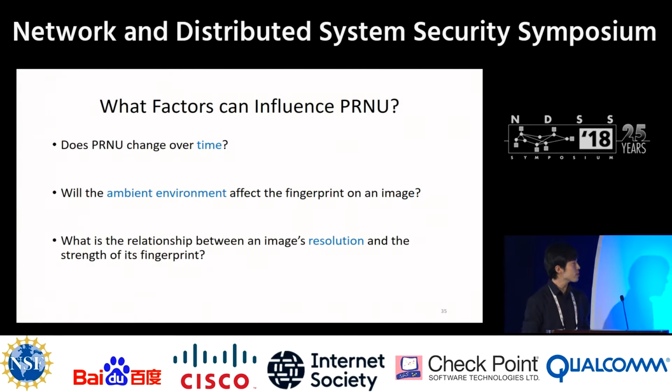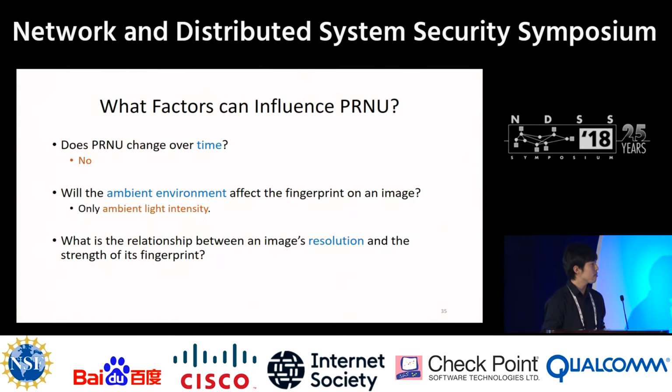We also did extensive experiments to evaluate what factors can affect the photo response non-uniformity. The details are in the paper, but the conclusion is that the PRNU does not change over time, and that only the ambient light intensity can affect the fingerprint. And also the image resolution and the strength of the fingerprint are positively correlated.